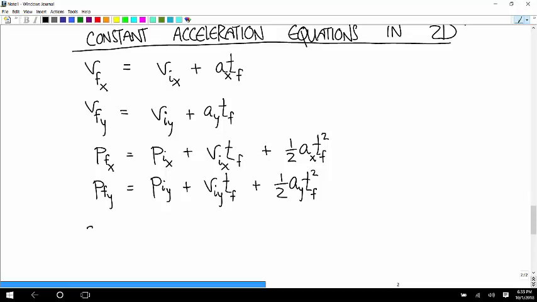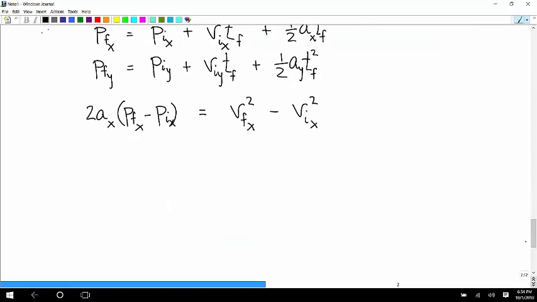And then the last one said 2a times the quantity P final minus P initial is equal to V final squared minus V initial squared. That one holds for x components of vectors, and then it holds for y components too.